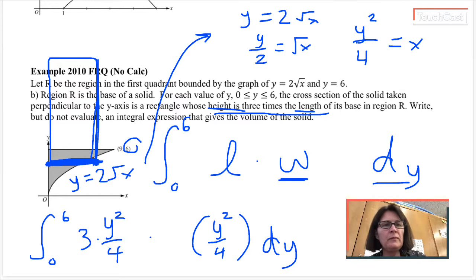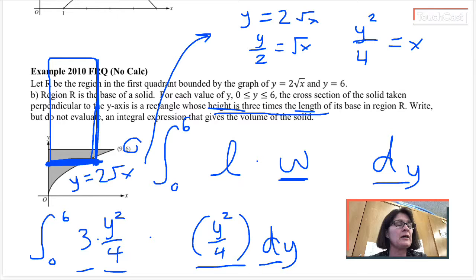And again, this is right, but do not evaluate an integral. You just want to make sure you had these correct limits from 0 to 6, and that you'd have a 3 as a multiplier, and you'd have y squared over 4 as a multiplier twice. And then the thickness of your rectangle slice. All set.